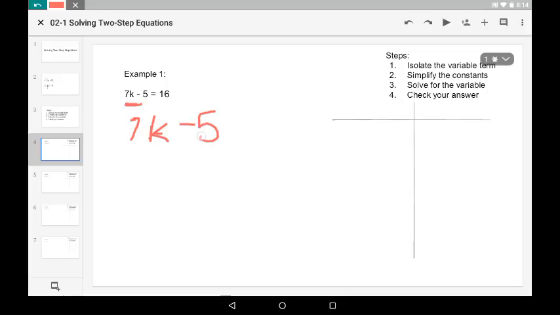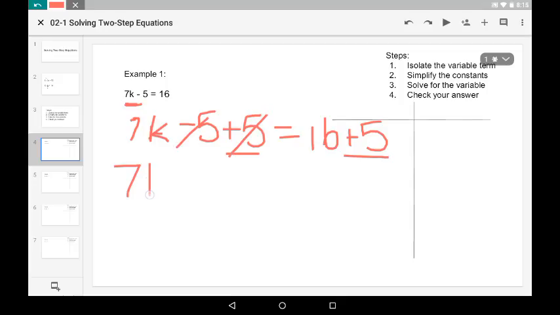I'm going to write it out the long way first. Equals 16 plus 5. Okay, adding to both sides. Whatever you do to one side, you have to do to the other side. Now if we have 7k, we take away 5 and we add 5 back in, we're just left with 7k. So this is by itself now. 7k is equal to 16 plus 5, which is 21.